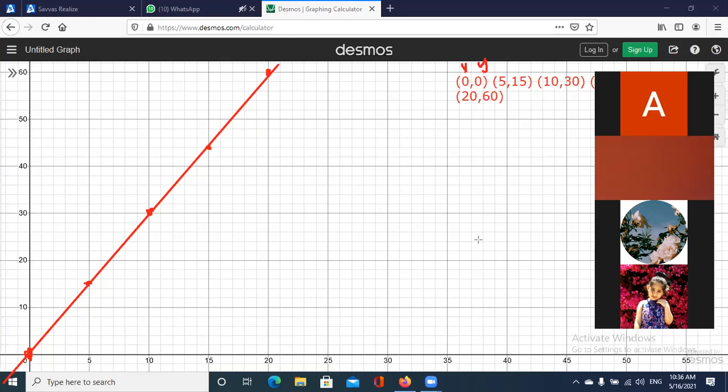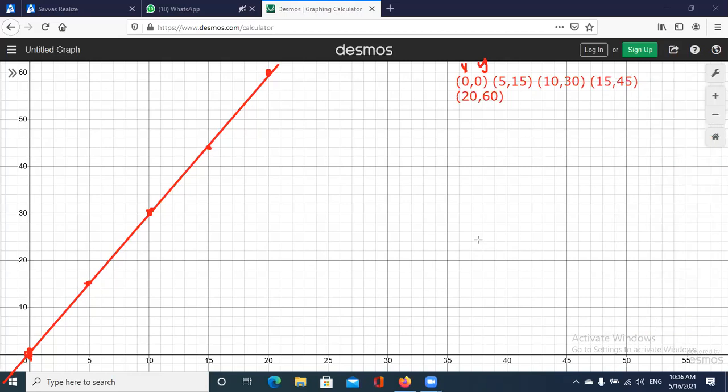Okay. Now, let me ask you a question. Based on these ordered pairs, do you notice any relationship between Jill and Robin? Look at the numbers. Look at x and y. Can you see any relationship between x and y? Multiply by 3. Excellent. Yeah. So as you see here, Robin always has 3 times Jill, right?